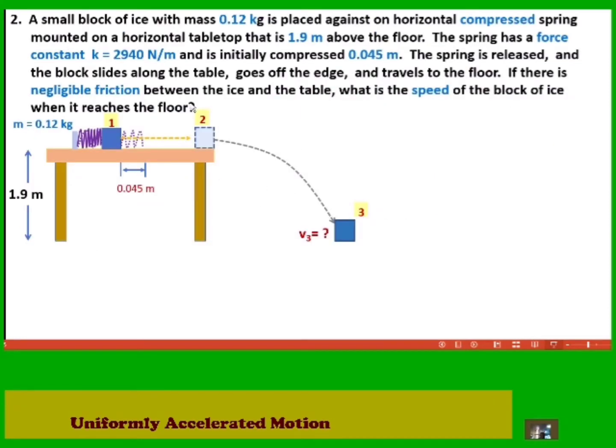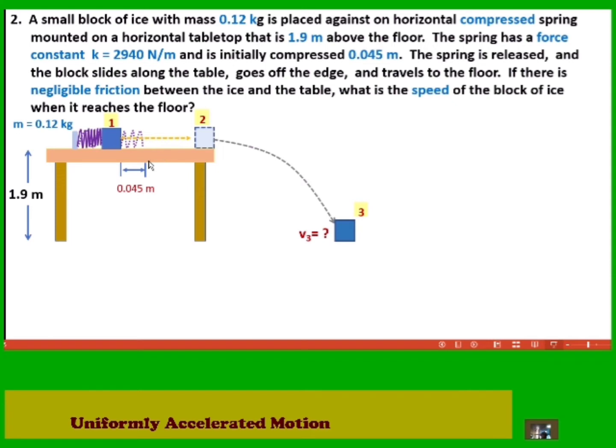Problem number 2. A small block of ice with mass 0.12 kg is placed against a horizontal compressed spring mounted on a horizontal tabletop that is 1.9 meters above the floor. The spring has a force constant k equal to 2,940 newtons per meter and is initially compressed 0.045 meter. The spring is released and the block slides along the table, goes off the edge and travels to the floor. If there is negligible friction between the ice and the table, what is the speed of the block of ice when it reaches the floor?